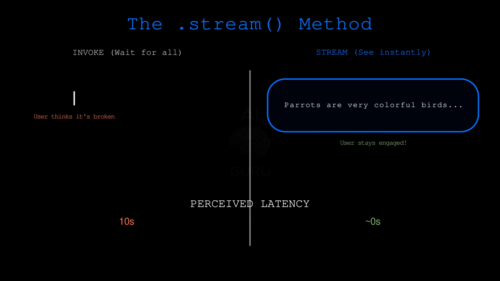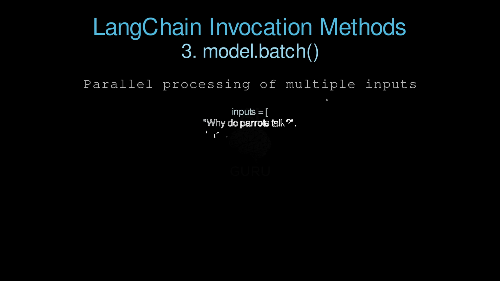Okay, so that brings us to the third method, batch. This is where I hear there's a common misconception. Oh yeah, a big one.